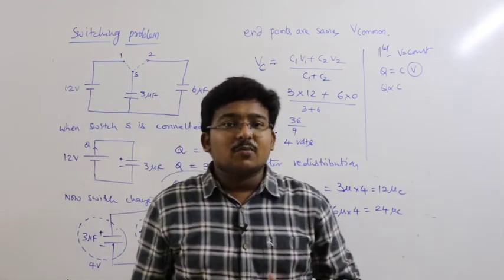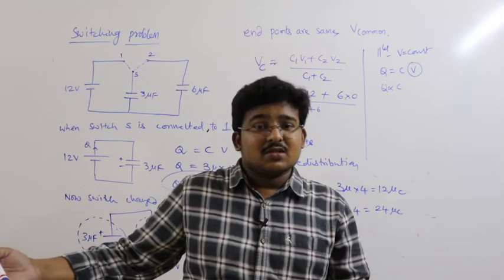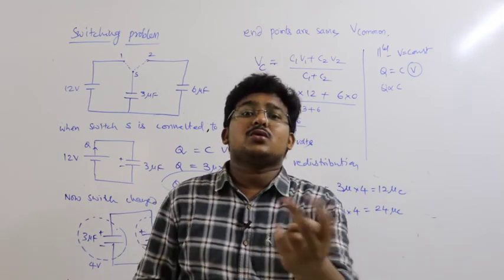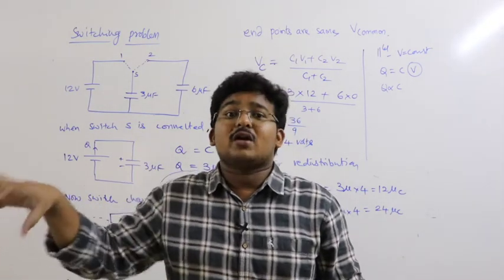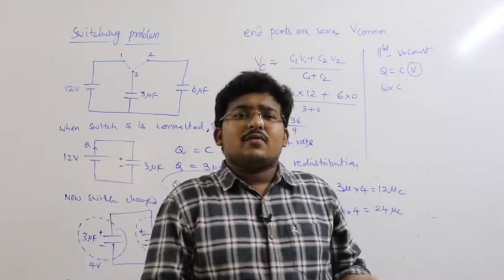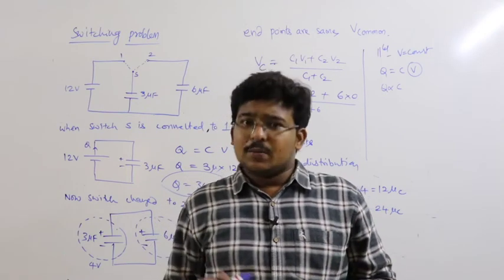Whose capacitance value is more? 6 micro. So what is the ratio? This is 3, this is 6, means 3:6, which is 1:2. Means if this capacitor is going to take one part of charge, this capacitor will take 2 parts of charge, so totally 3 parts.